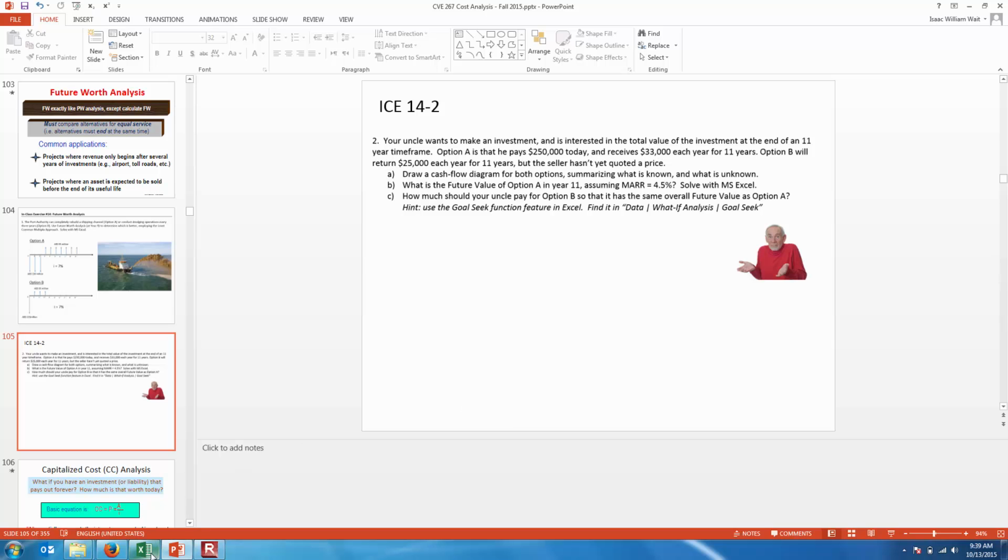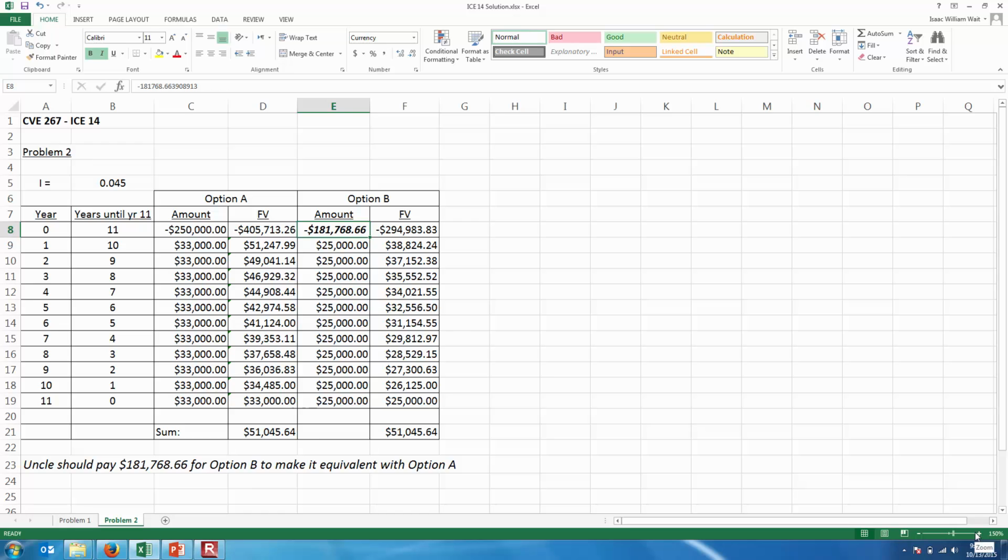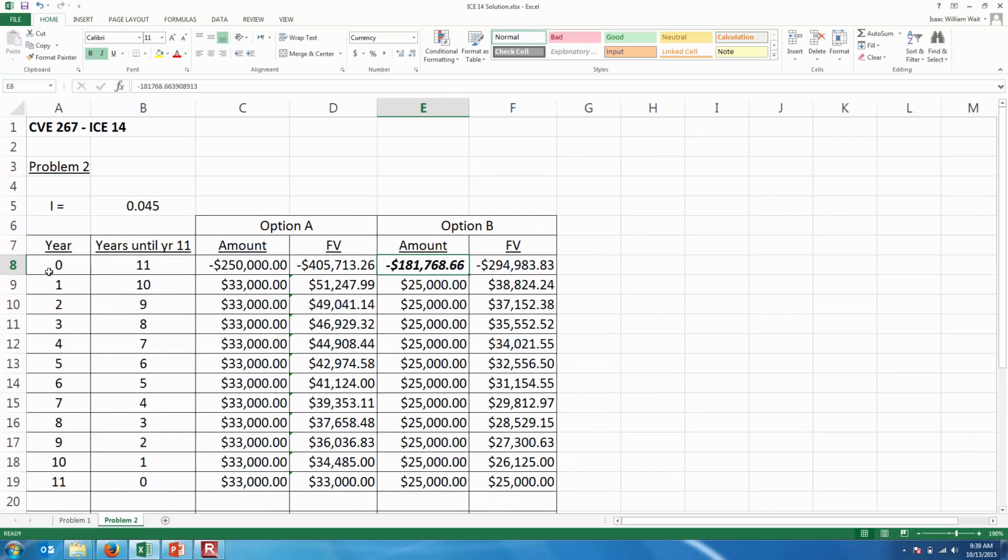Let's take a look at where things are at so far. All right, for problem B, we have to do the same thing where we have our years, and we reverse it for years until year 11. The new interest rate, don't just copy and paste with the same interest rate. That would be a problem if you're using 7.